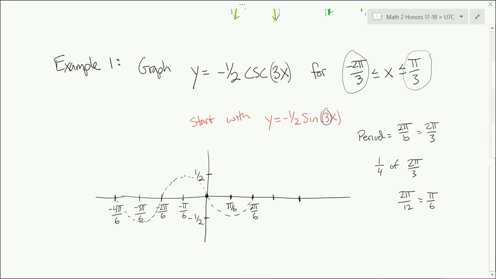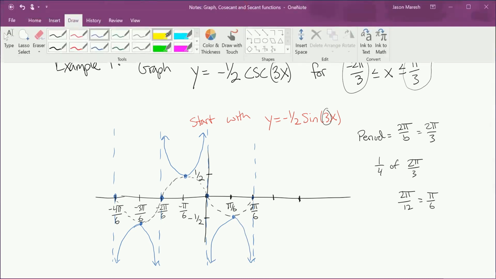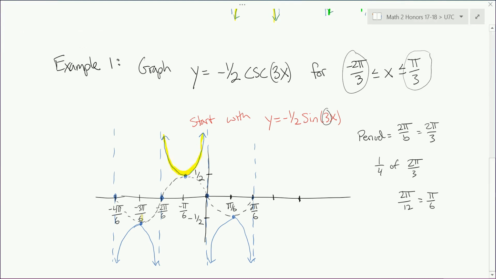So now I'm ready for the reciprocal function. Put the boundary lines wherever you have an x-intercept. Put a point wherever there's a min or a max. And from that point, approach those vertical asymptotes, moving either to positive infinity if you're on the positive side, or negative infinity if you're on the negative side. And our answer is what I'm highlighting. This is the graph we were after.